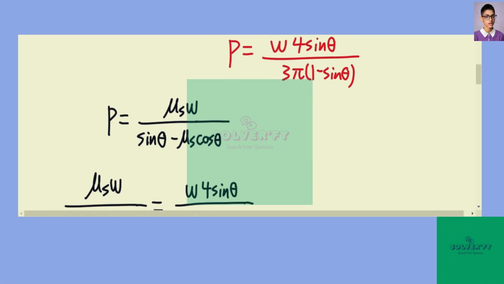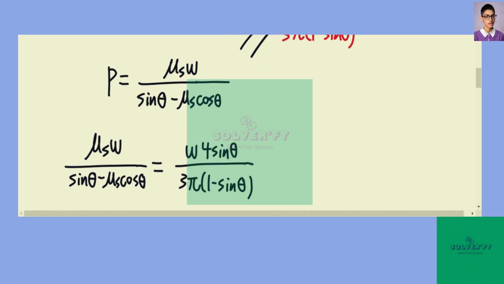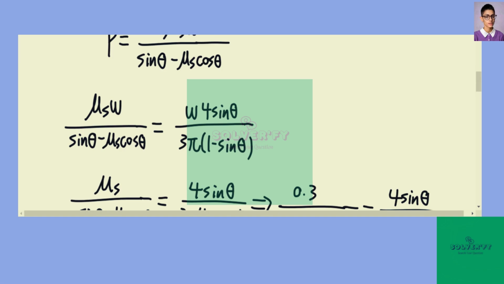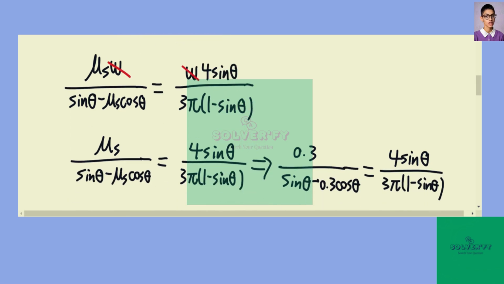So now let's keep continuing. We can set these two equations equal to each other, since both of them are equal to P. And this will give us mu s W over sine theta minus mu s cosine theta is equal to W times 4 sine theta over 3 pi times 1 minus sine theta. As you can tell, W here can be cancelled out. And this will give us mu s over sine theta minus mu s cosine theta is equal to 4 sine theta over 3 pi times 1 minus sine theta.